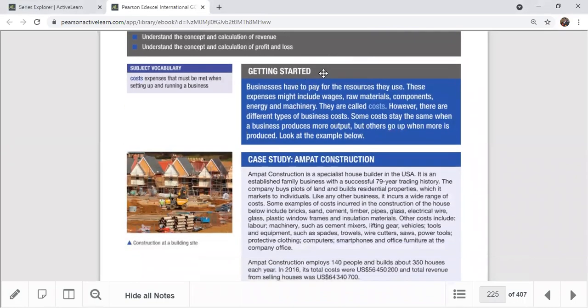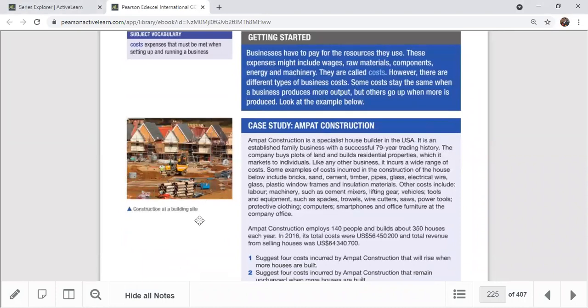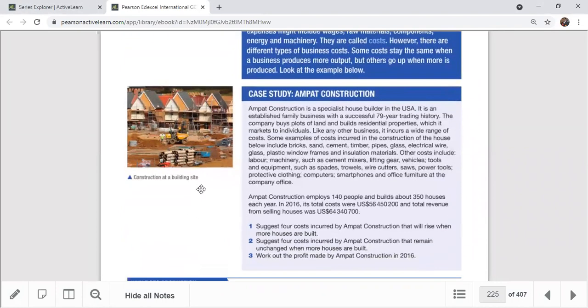Okay, I would like to start this chapter with a case study called AMPAT Constructions. AMPAT Construction specializes in house building in the USA, and it is an established family business with 79 years of trading history. The company buys plots and builds residential properties. It markets to individuals like any other business. It incurs a wide range of costs.